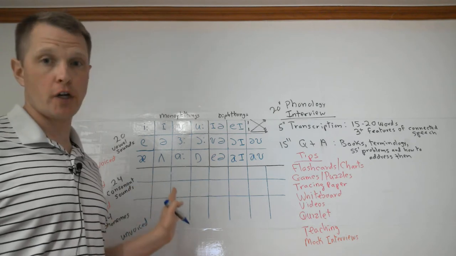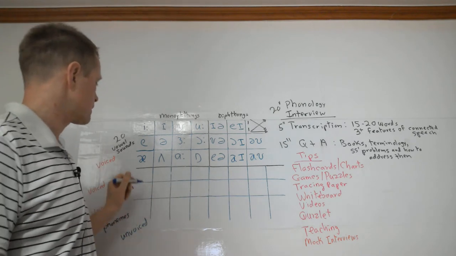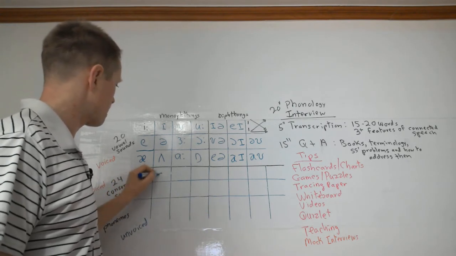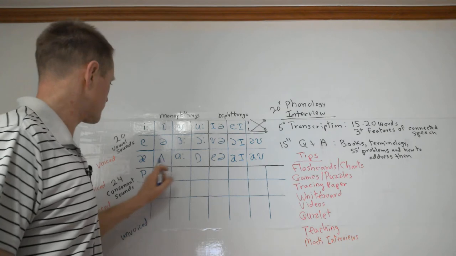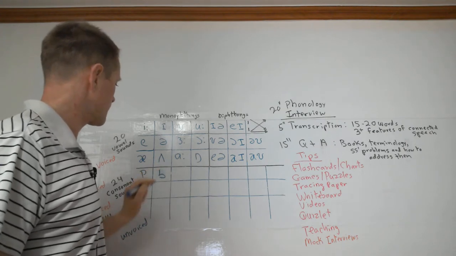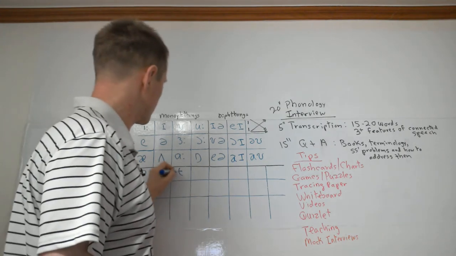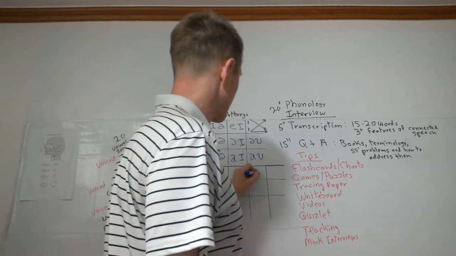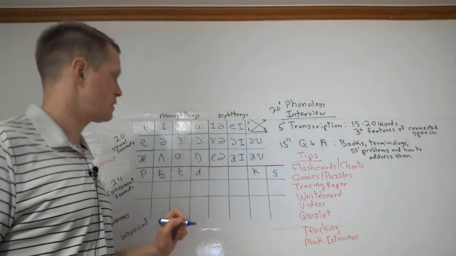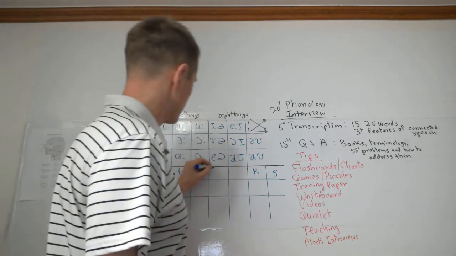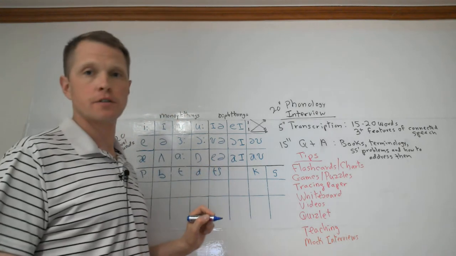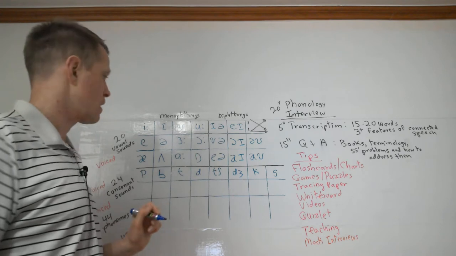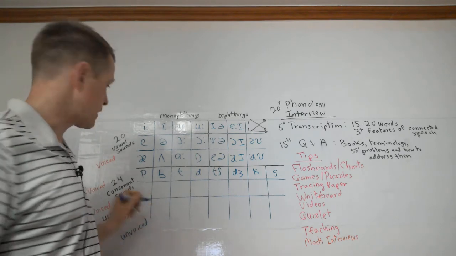And then the consonants. First, the plosives. P, b, t, d, k, g. And then the affricates. Ch, and j. And then the fricatives.